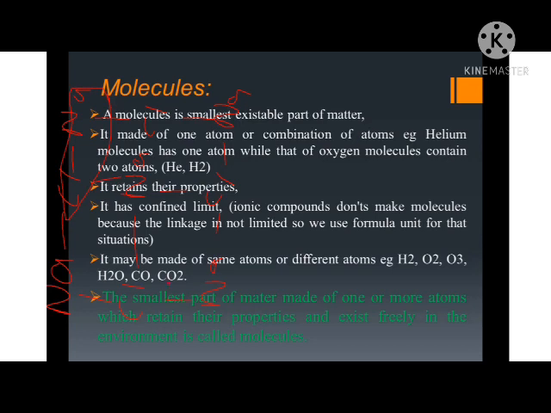That's why for ionic compounds we can't write a molecule. There is no molecule for ionic compounds, so we use the formula unit. A molecule may be made of the same atom or different atoms. For example, H2, O2, O3 are the same atom combined with the same atom: hydrogen with hydrogen, oxygen with oxygen. These are homoatomic molecules, and sometimes different atoms combine with each other and make a molecule called a heteroatomic molecule.